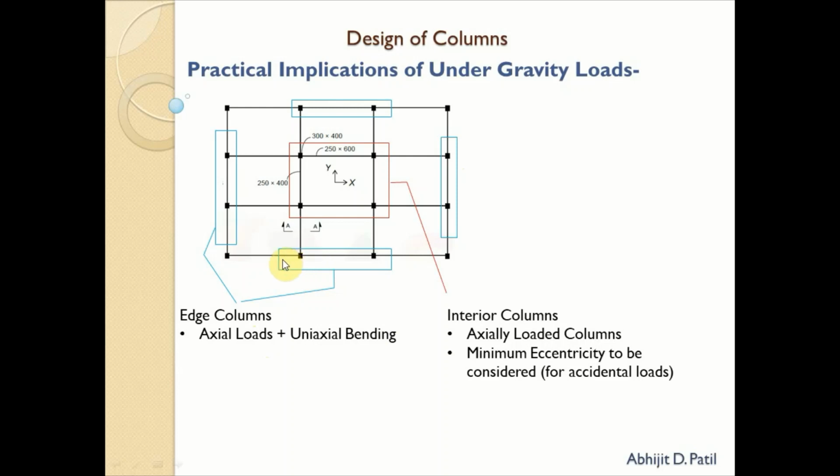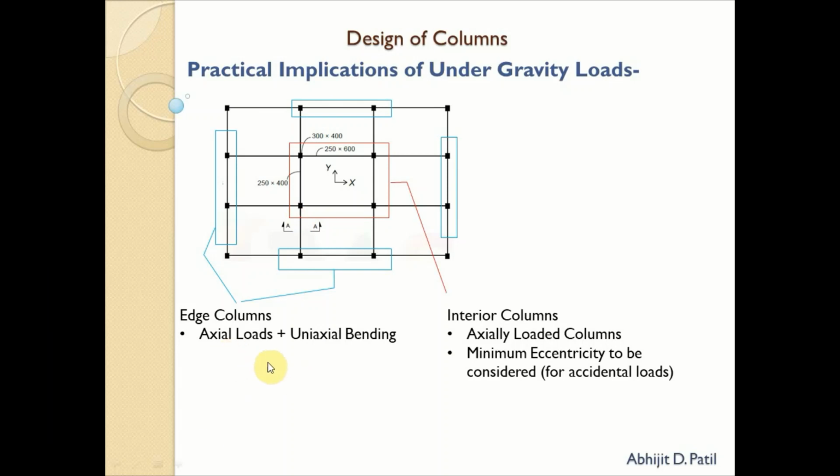So you can see this beam is coming from here and continuing in this direction. But at this column, the beam that is coming is not continuing in this direction; it has discontinuity. So this moment is unbalanced and it gets transferred to this column. Similarly these two. So these 8 columns are edge columns.